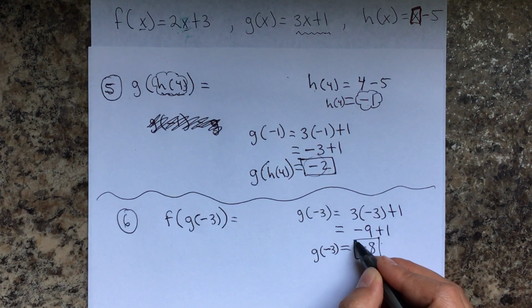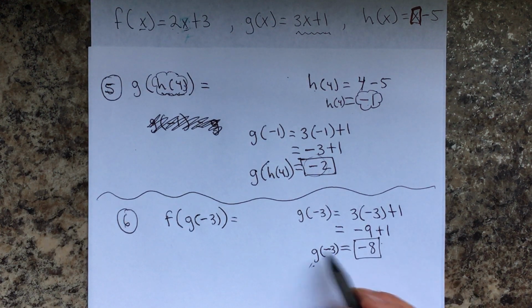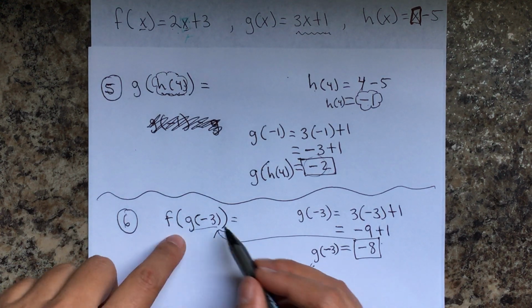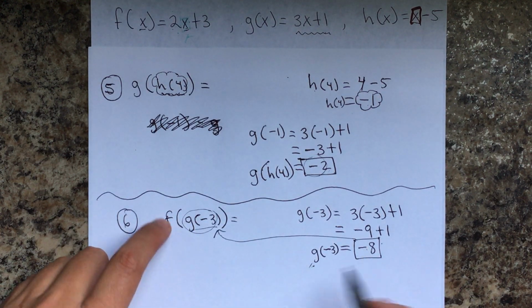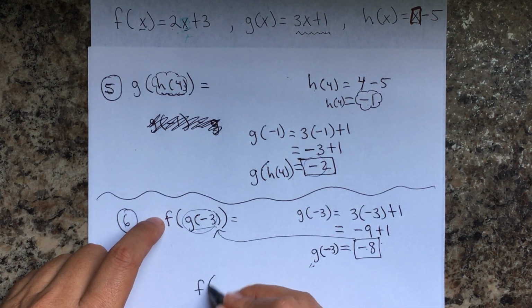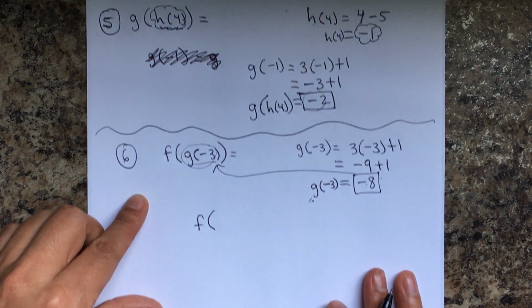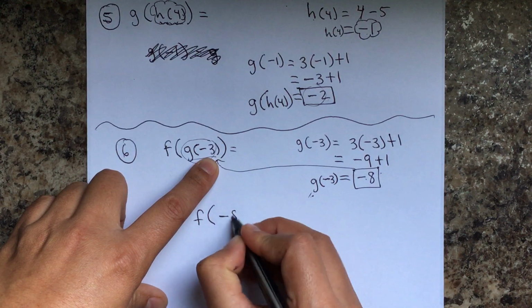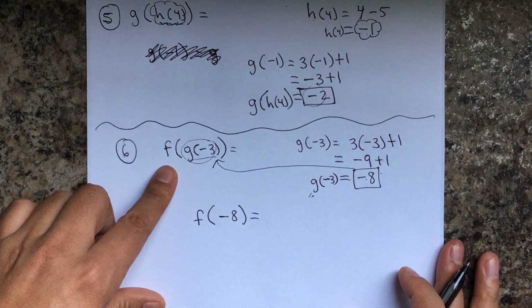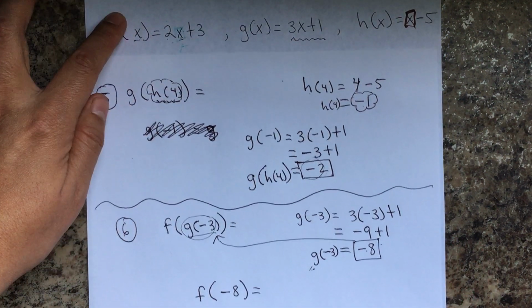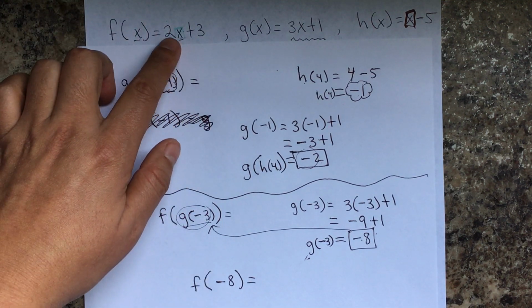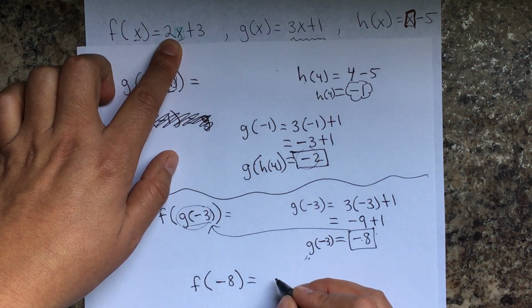Okay, so this g of negative 3 is this part. Now that value is going to go in there. Instead of this, you put this value. So it's now going to be f of, instead of g of negative 3, negative 8. Now you go to the function of f, and I'm going to have to scroll up or move it up because I don't have enough space here for you to see.